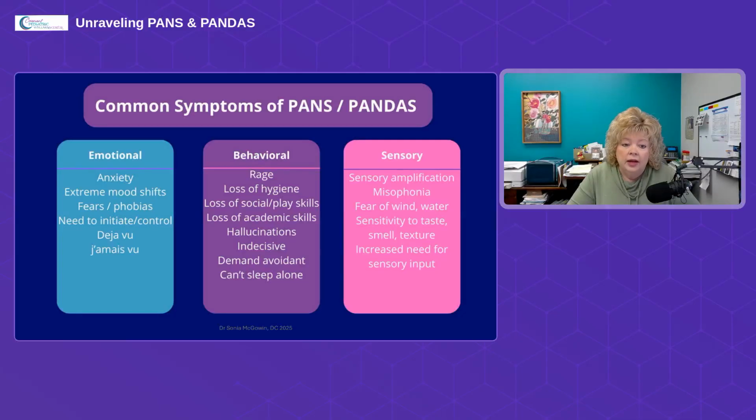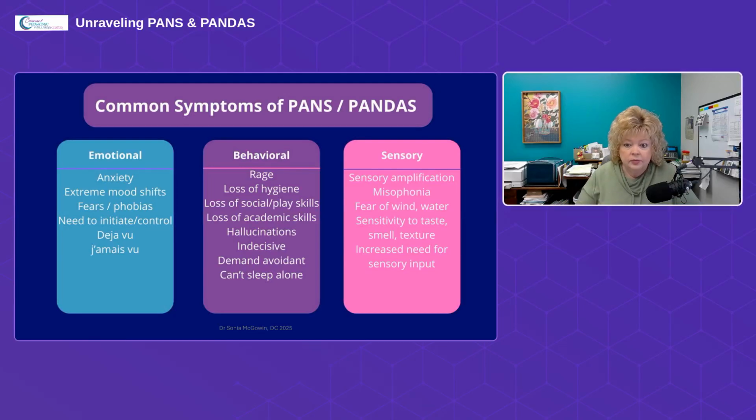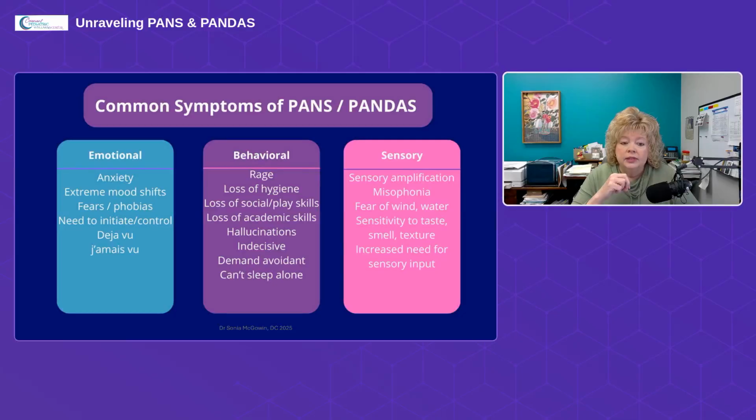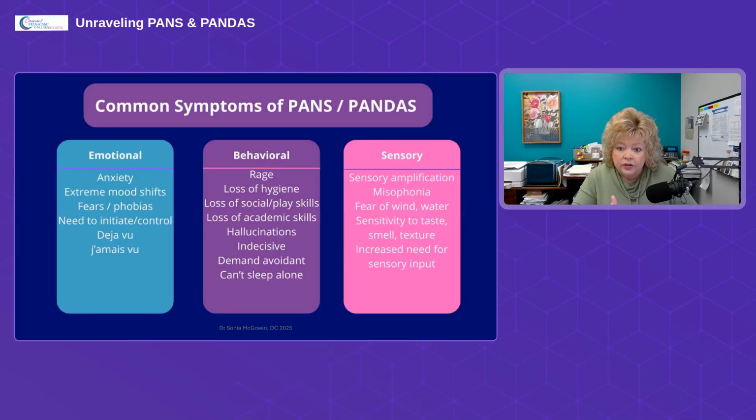We also see a loss of social and play skills. So, maybe we have a 12-year-old who has this acute onset of symptoms, and one of the things they do is, they're 12 and suddenly now they want to play with toddler toys, for example, or they want to watch immature cartoons. We also see a loss of academic skills. So suddenly they might look like they have ADHD, right? So they lose what we call executive functioning skills, the ability to plan and prioritize.